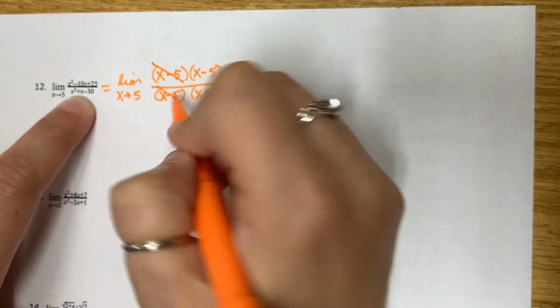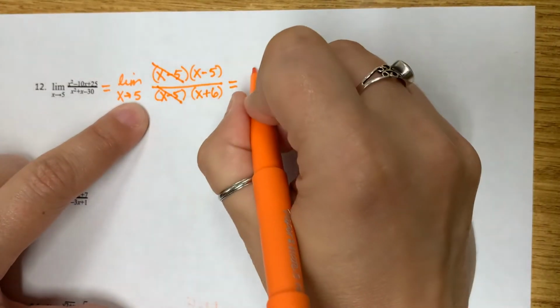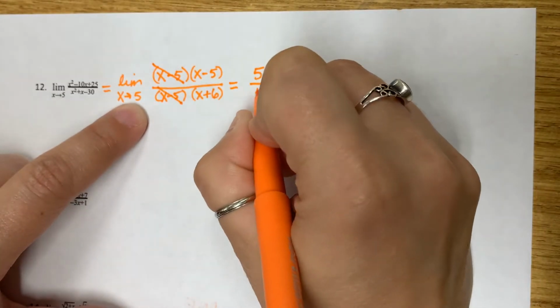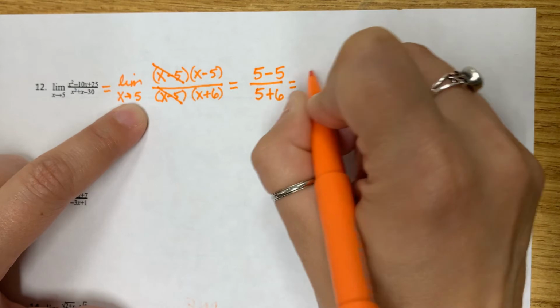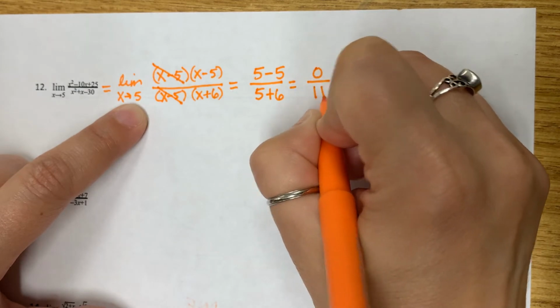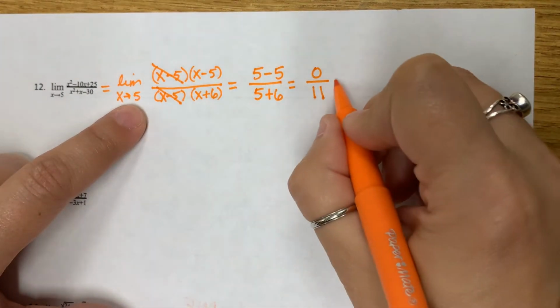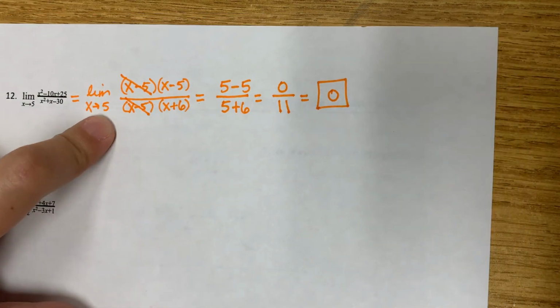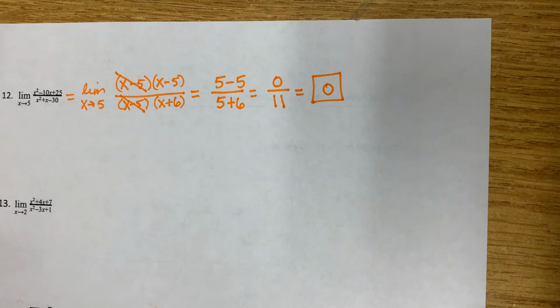Okay, so these cancel. Plug that in. I get 5 minus 5 on top. 5 plus 6 on bottom, which gives me 0 over 11, which is just 0. If there's a 0 on top, 0 divided by anything is 0. That's not undefined. That's just 0.